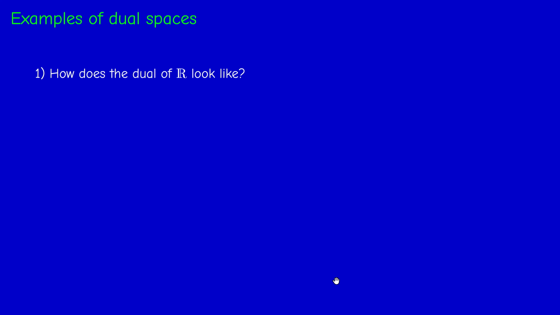Now, let us give some examples of dual spaces. Okay, so this will be a review of the fundamental examples of Banach spaces and their duals. So take the simplest Banach space, which is just the real line. Okay, what can you say about the dual of R? It's a very simple question. Actually, the dual of R is isometric with R, so it's a copy of R. Okay, so we can identify the dual of R with R itself.